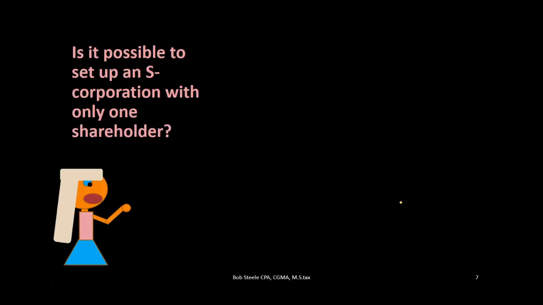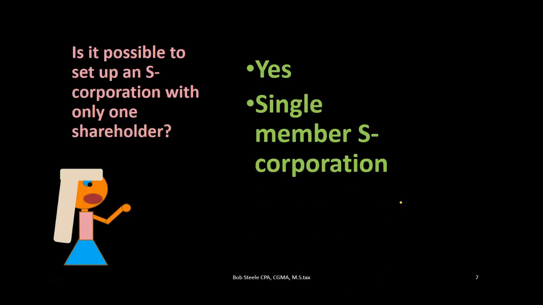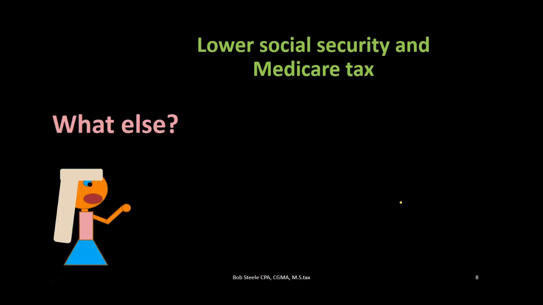Is it possible to set up an S corporation with only one shareholder? It is. You can have an S corporation with a single member. Why would you do that? Major reason oftentimes is going to be this liability protection, and there could be some tax consequences that we'll take a look at here. So the tax consequences.